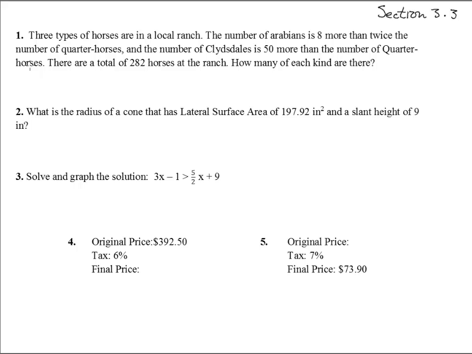Here we are in section 3.3 with the answers 1 through 5. Three types of horses are in a local ranch. The number of Arabians is 8 more than twice the number of quarter horses. Quarter horses, Q, right there.